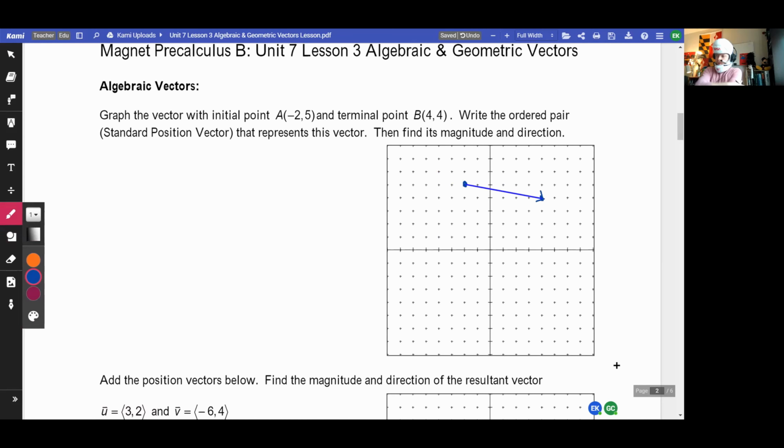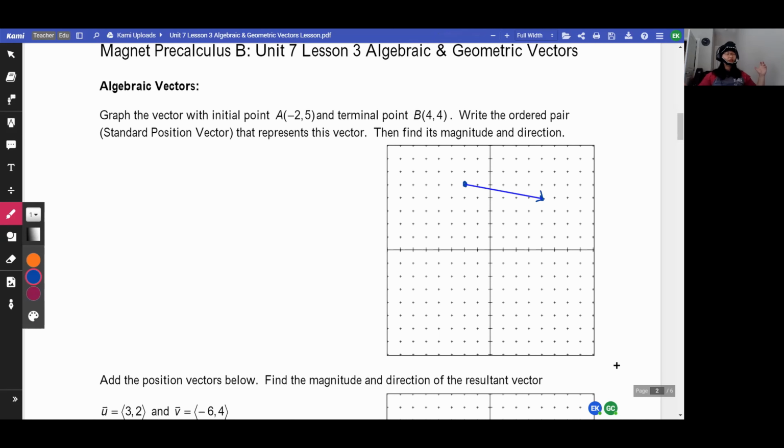Write the ordered pair. So a vector going from -2, 5 to 4, 4. Write the ordered pair standard position vector that represents this vector, then find its magnitude and direction. So before we do any of that, look at this vector that we have. Can you describe its magnitude now that we're in the coordinate plane without a ruler?